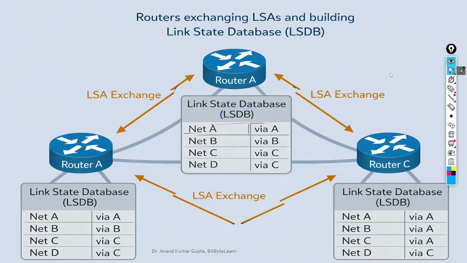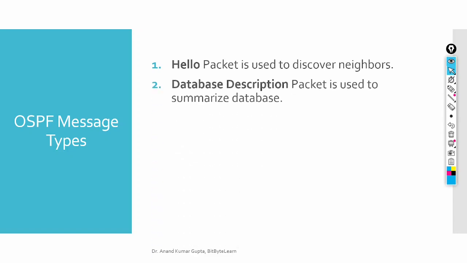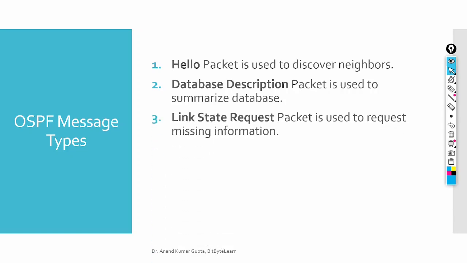Now we will move to the next section, where we will see what the different types of OSPF packets are. OSPF supports 5 different packets. The first packet is the hello packet, which is sent by one router to discover neighboring routers. The next packet is the database description packet, which is used to summarize the database. The link state request packet, on the other side, is used to request missing information.